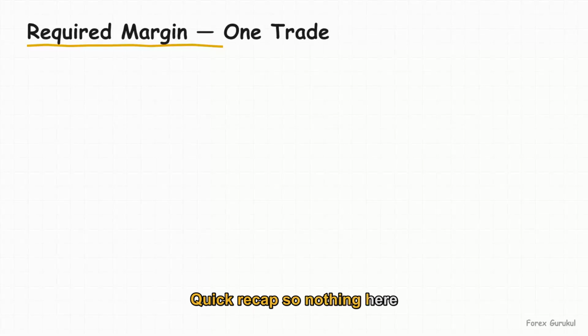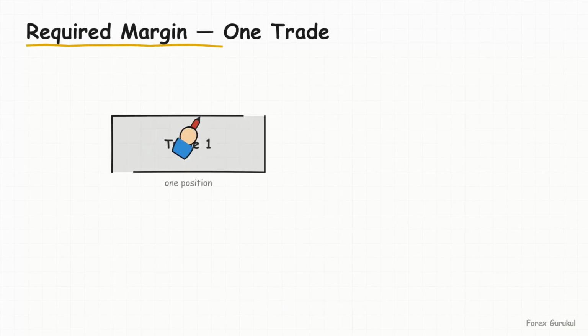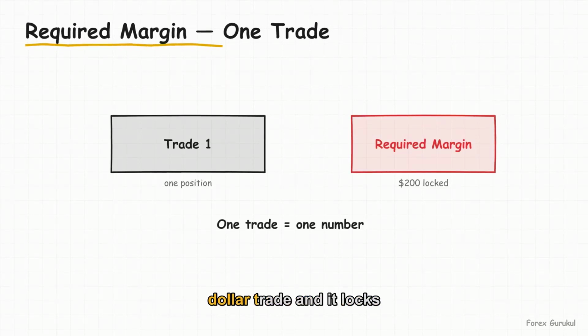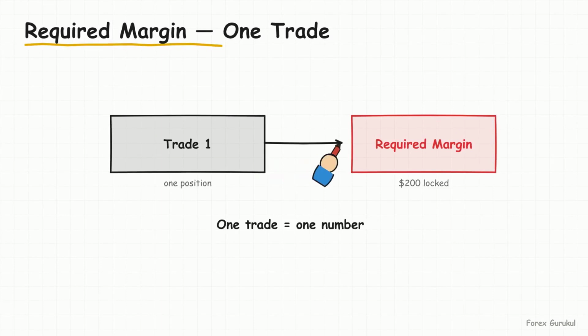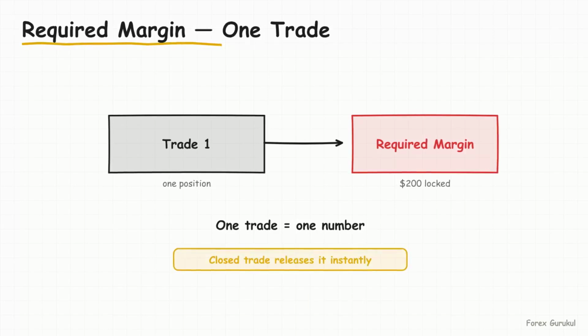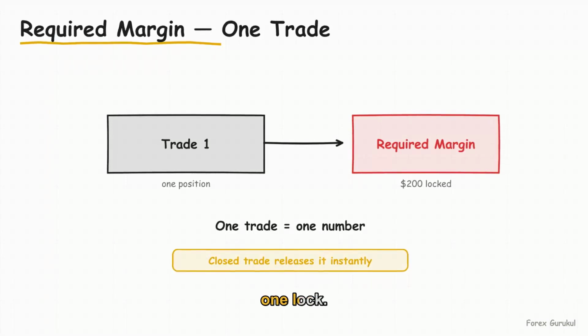Quick recap so nothing here feels new. Every time you open a single position, your broker sets aside a slice of your balance just for that trade. That's required margin. Say Dave opens one EUR dollar trade, and it locks up $200. That $200 isn't gone, it isn't a fee, it's parked. The instant he closes that trade, it's released straight back to him. One trade, one number, one lock.